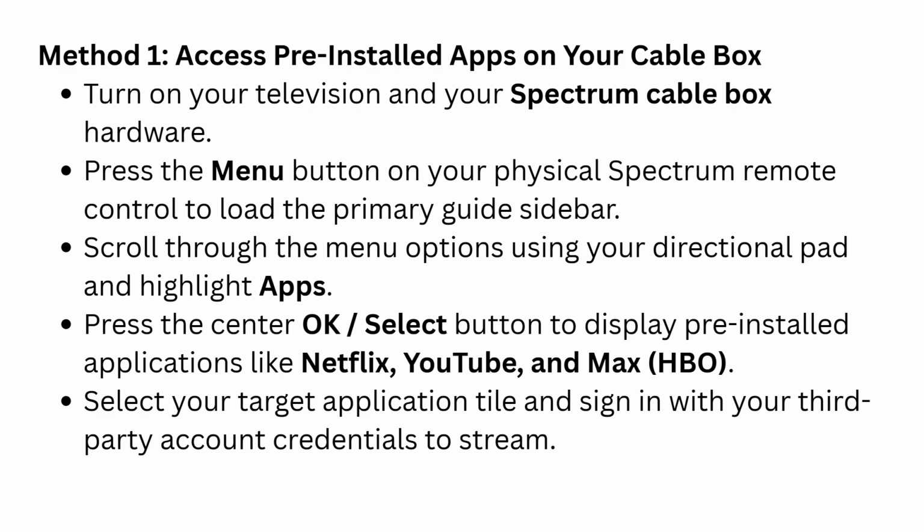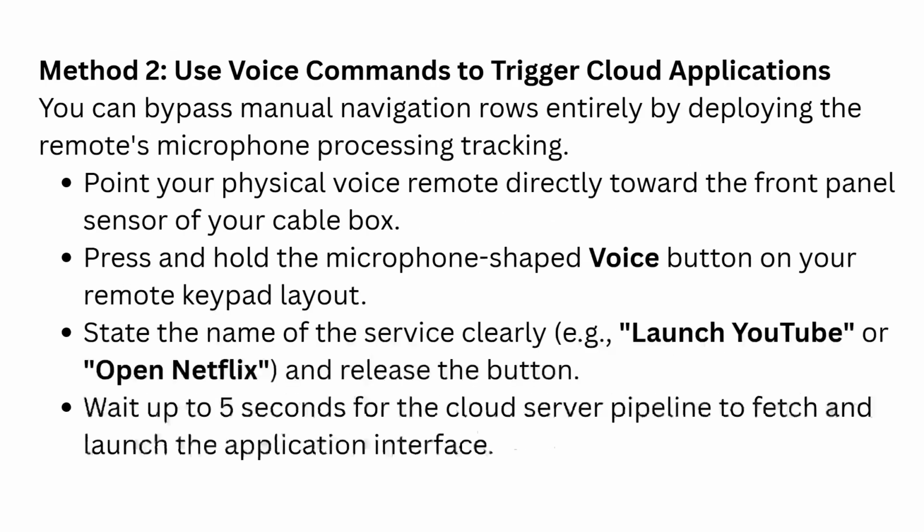Press the center OK or Select button to display pre-installed applications like Netflix, YouTube, and Max, or that's HBO. Select your target application tile and sign in with your third-party account credentials to stream.